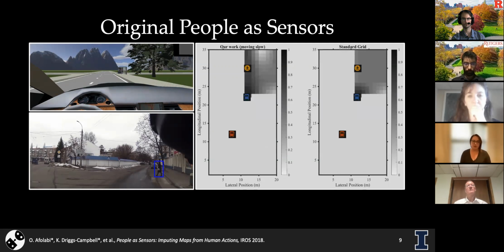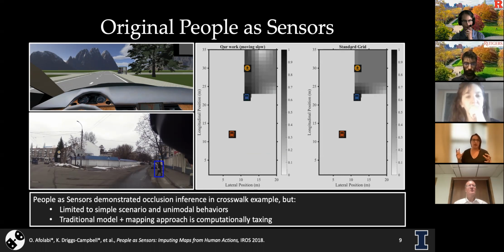We showed that this worked pretty well for these crosswalk type scenarios, but it was very limited. We were limited to a relatively simple scenario. We did require that there were some unimodal behaviors, which isn't normally true. Human behavior in general is very multimodal, meaning that we could have very different reactions to different inputs, or many different inputs could cause the same action. So there were a lot of things that weren't well captured by these initial approaches. And the way we were doing this sequential mapping became very computationally taxing, which is common in mapping frameworks, but it was still a challenge.